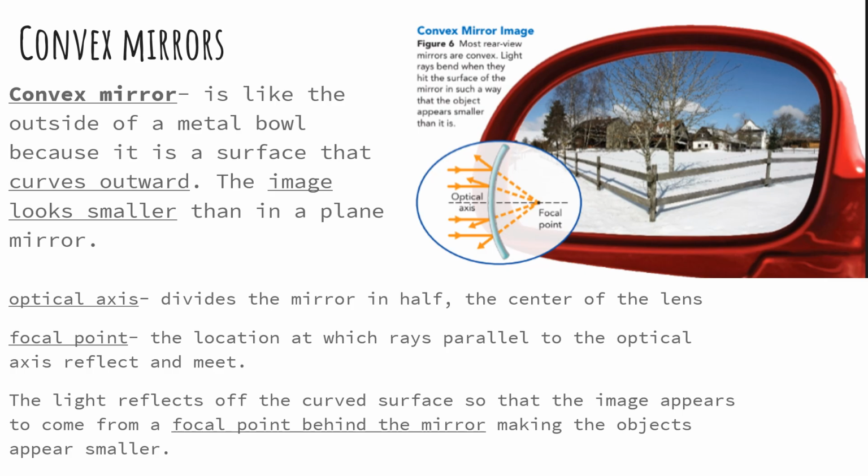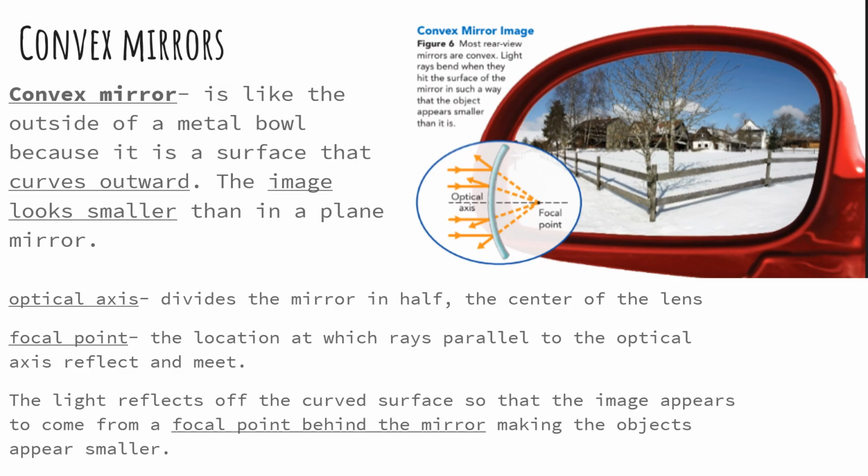Convex mirrors. A convex mirror is like the outside of a metal bowl because it is a surface that curves outward. The image looks smaller than in a plane mirror. Most rear view mirrors are convex. Light rays bend when they hit the surface of the mirror in such a way that the object appears smaller than it is. And that's why if you're in a car, on the rear view mirrors, it does say objects in mirror may be closer than they appear.